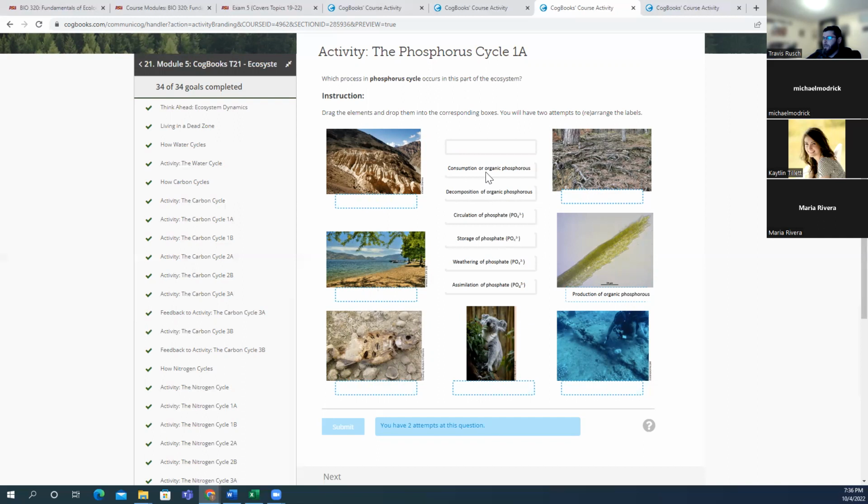What about consumption of organic phosphorus? This is the koala because it's eating organic phosphorus, so it's eating something organic living, right? Or at least once living, in the forms of these eucalyptus leaves, presumably. What about decomposition of organic phosphorus? So with organic phosphorus, it has to have a living thing. This is the dead fish. It was once living, and now it's decomposing.